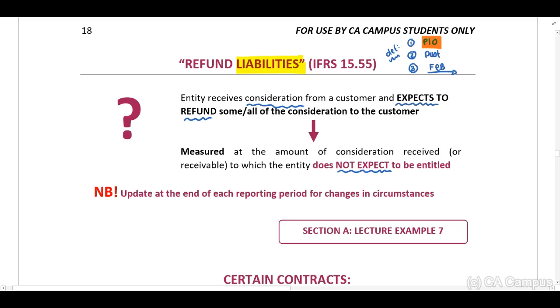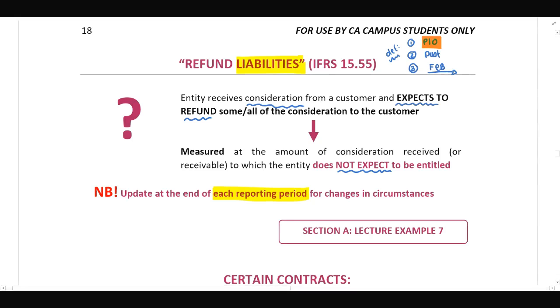to be entitled. Now, guys, this is a little bit difficult though, hey? How do we know what is the portion that the entity expects not to be entitled to? And then they indicate to us that we need to update this at the end of each reporting period. I want to discuss 2 examples with you.